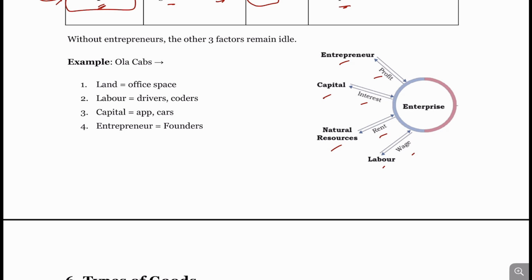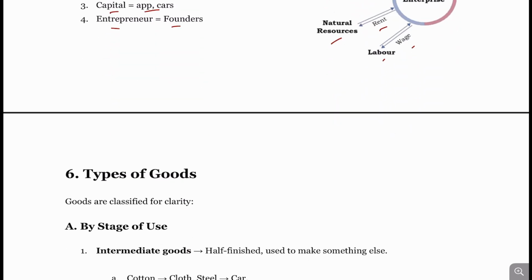Okay, suppose there is Ola Cabs. Then land is the office space, labor is the drivers, those who drive the Ola cab, and capital is the app, cars, etc. They remain the capital of Ola Cabs, and the entrepreneurs are the founders.